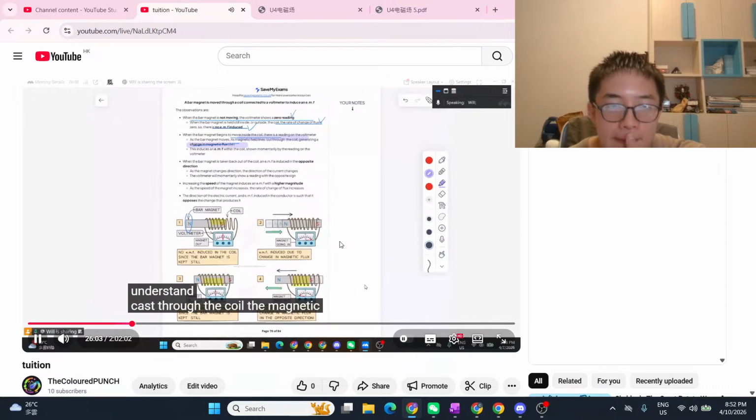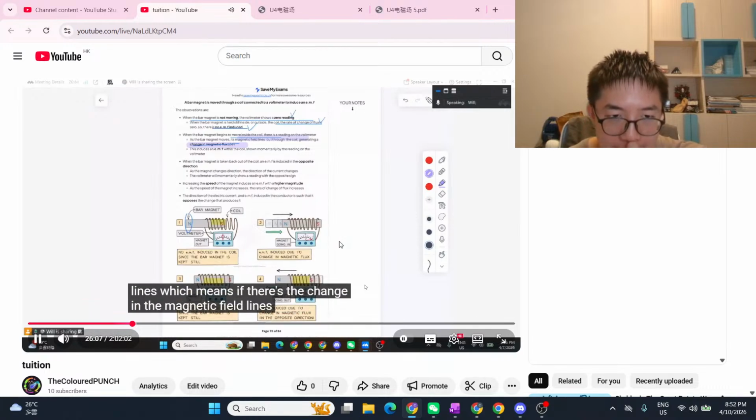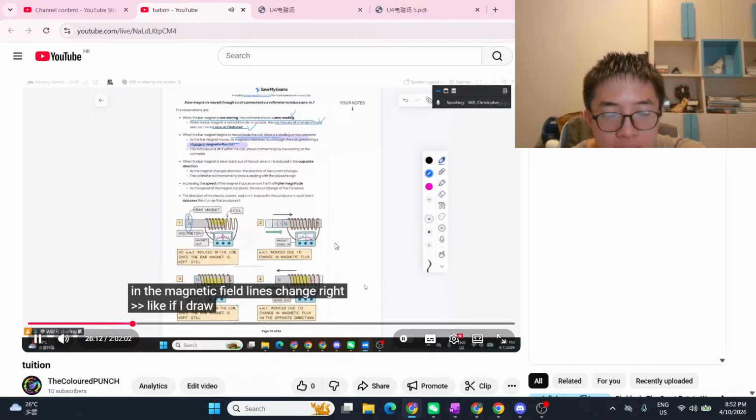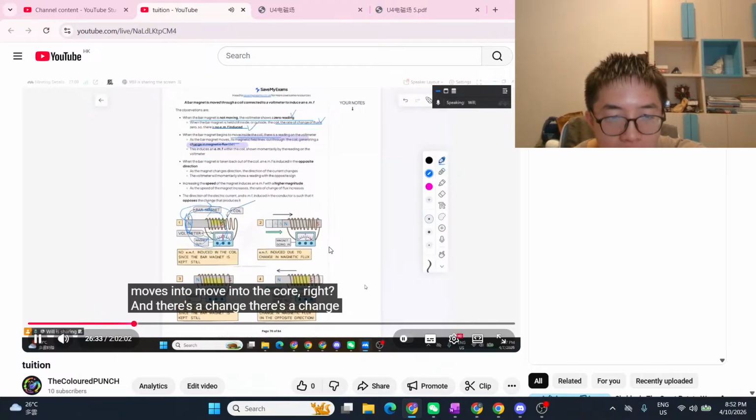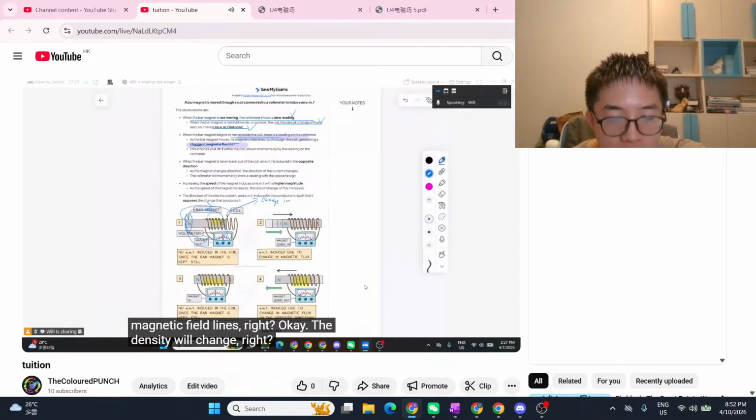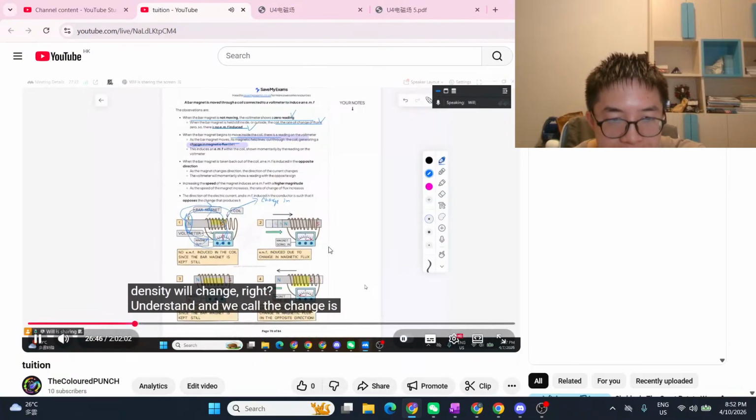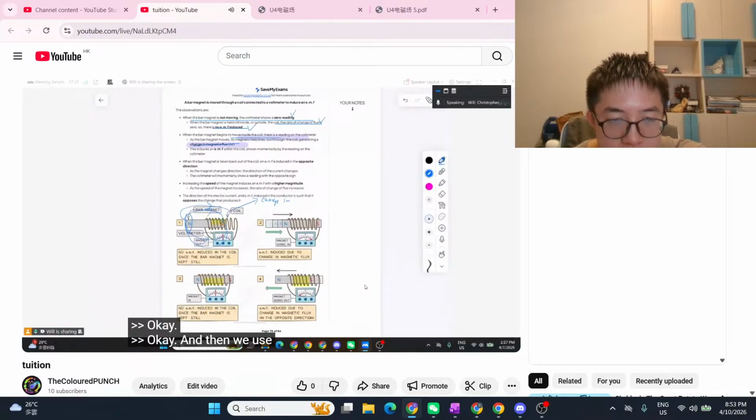Cut through the coil, the magnetic field lines, which means if there's a change in the magnetic field lines. We know that the magnetic field lines come from the bar magnet, like this. So when the bar magnet moves into the coil, there's a change in the magnetic field lines, and the density will change. We call this change cutting through the coil, and we use the words "cut through".